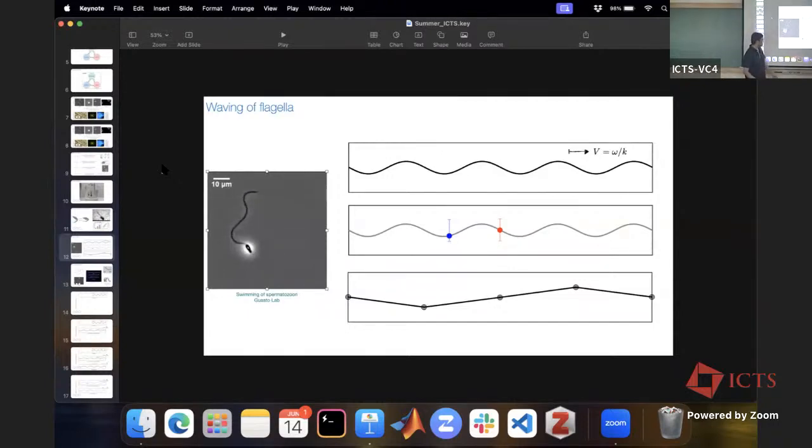So that's this problem that we want to study. What I will do is that this is a very hard problem. By hard, I mean you have the head, you have the tail. It's fairly complicated. What we'll do is that we'll assume the head is not there, and we'll make the assumption that this flagella is infinite. So we'll do the problem for an infinite line of waves.